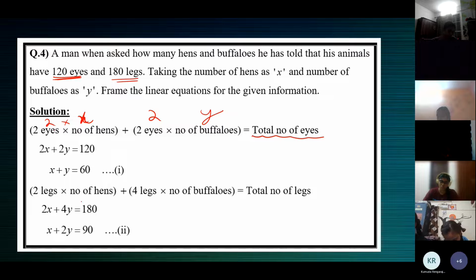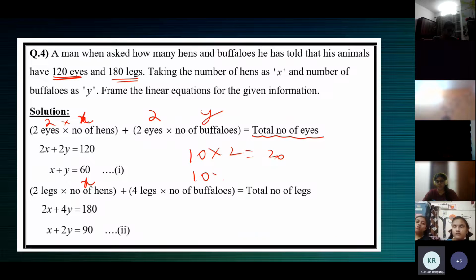180 legs, x hens. 2 legs into number of hens. You understand that? If there are x hens, if there are 10 hens, then 10 into 2, 20 legs. But if there are 10 buffaloes, 10 into 4, 40 legs.